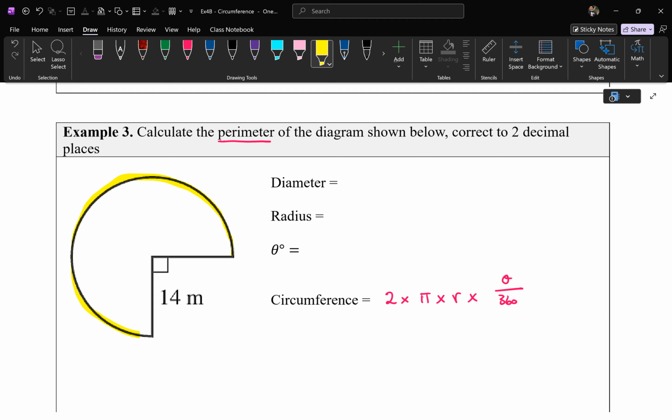Okay? So now, let's look at this again. In this diagram, they've given us 14. So this is the distance from the center to the edge. That's 14. From here to here is 14. What information have they given us here? The radius. Very good. So we know that's 14. If you know the radius is 14, then what is the diameter? 28. Very good. Double it.